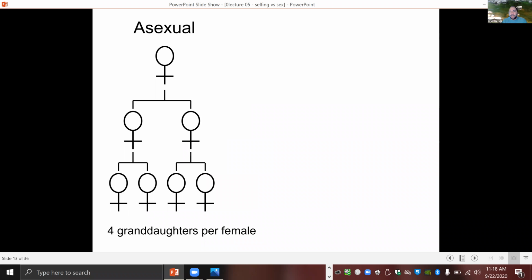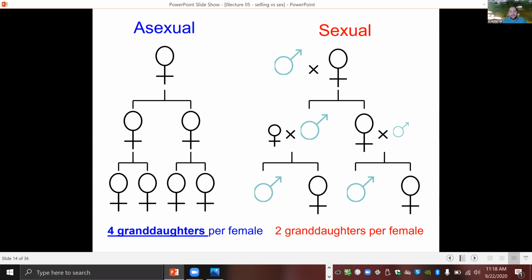Okay, so in asexual reproduction, one female individual can produce 4 granddaughters in 2 generations. With sexual reproduction, the female requires a male to produce offspring. So that female will only produce 2 granddaughters in 2 generations. So the output of asexual reproduction is twice as high as that in sexual reproduction.